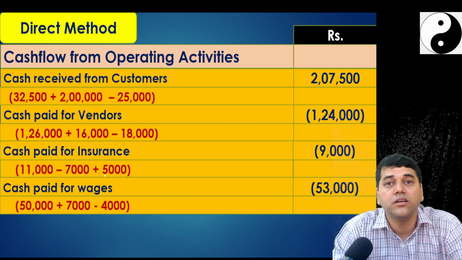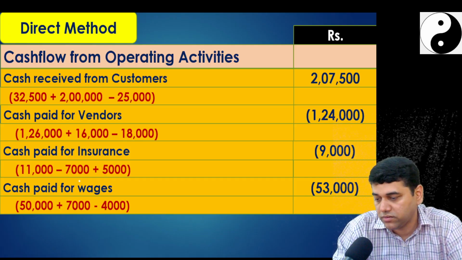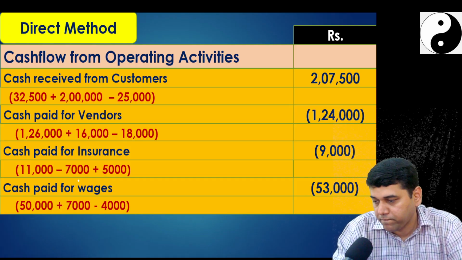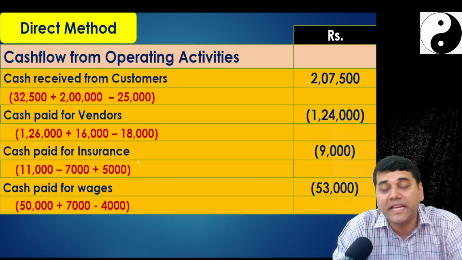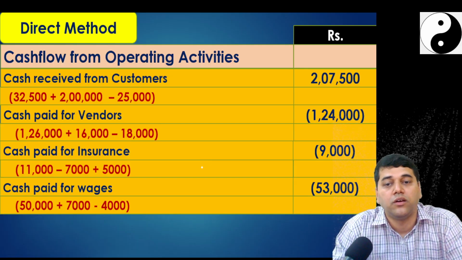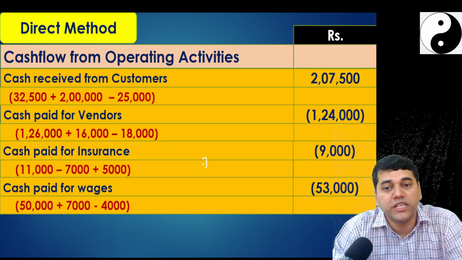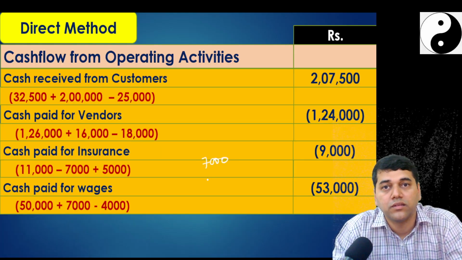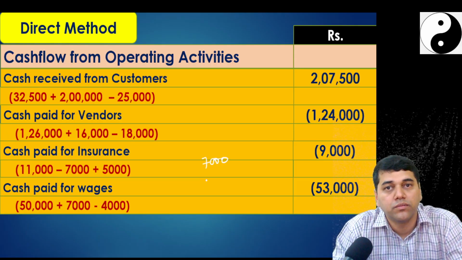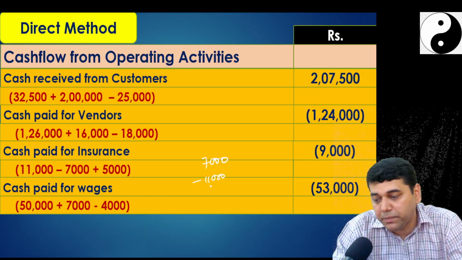Insurance. Okay, what is your opening value of the insurance? It's a prepaid insurance. Okay, prepaid insurance you have got 7,000. That means you have paid in advance. How much cost you incurred? It's an expense for you. Minus 11,000. Okay, how much is prepaid at the end of the year?